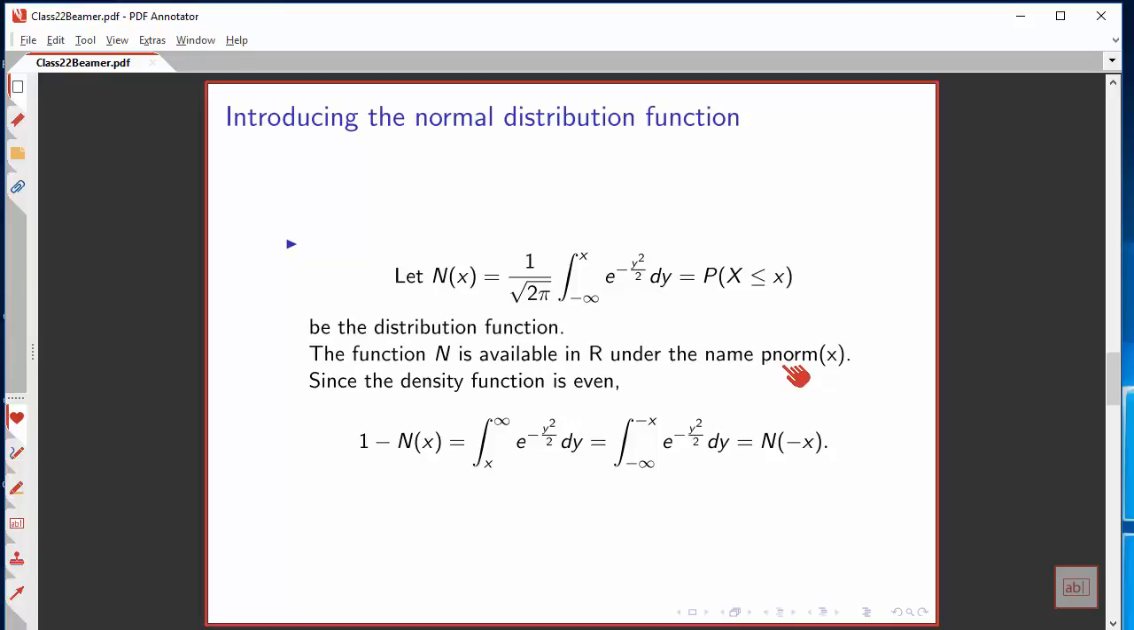Usually we will be integrating from some value up to plus infinity. So for this function, which incidentally is available in R under the name pnorm of x, if I take 1 minus this, then I am doing the integral from x to plus infinity. But because the density function is an even function, integrating from x to infinity is exactly the same as integrating from minus infinity to minus x, and I have shown that 1 minus N of x is equal to N of minus x. This will be useful on a couple of occasions very soon.